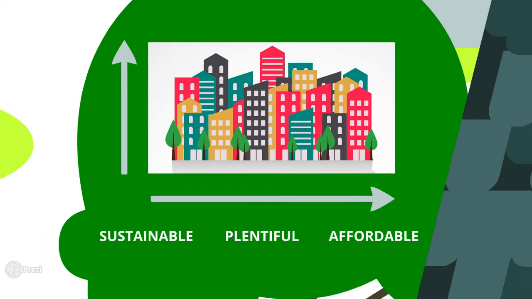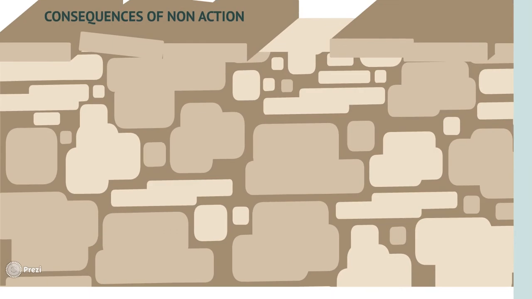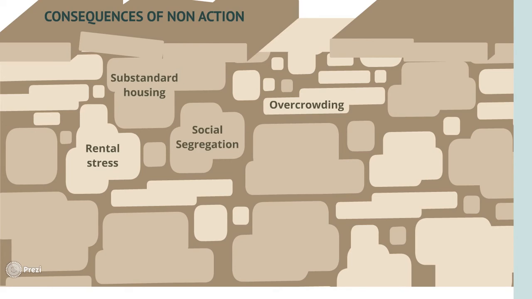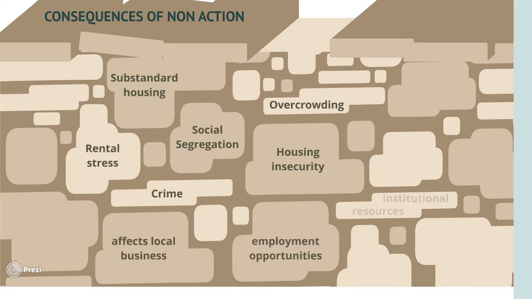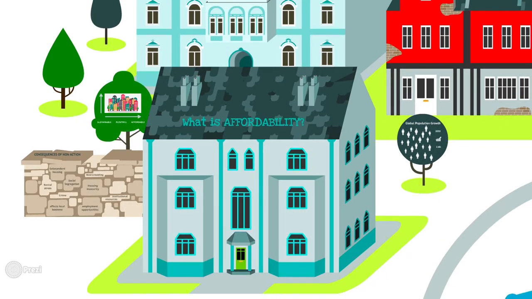The consequences of not taking action on affordable housing leads to rental stress, overcrowding, substandard housing, social segregation, and housing insecurity. Segregation further magnifies crime, affects local businesses, employment opportunities, and other institutional resources. This creates a cycle in which crime, health, and educational problems will continue.